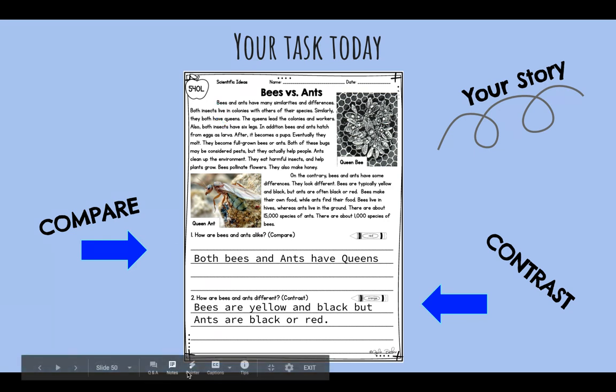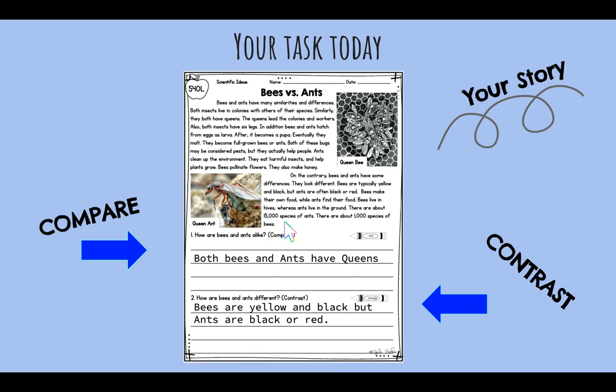Okay. And friends, I want to just point out this word here, species. I know that you all have probably heard this word before, but some of you might not be sure what that word means. So species just means different types. It's just different types of something. So there's 15,000 different types of ants, okay? And there's 1,000 different types of bees.